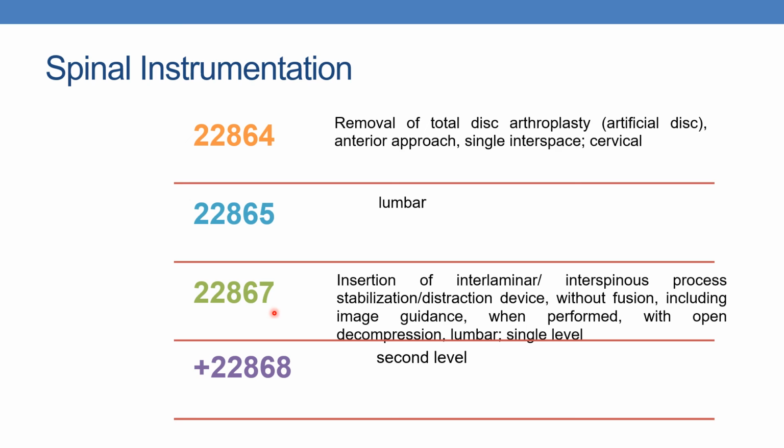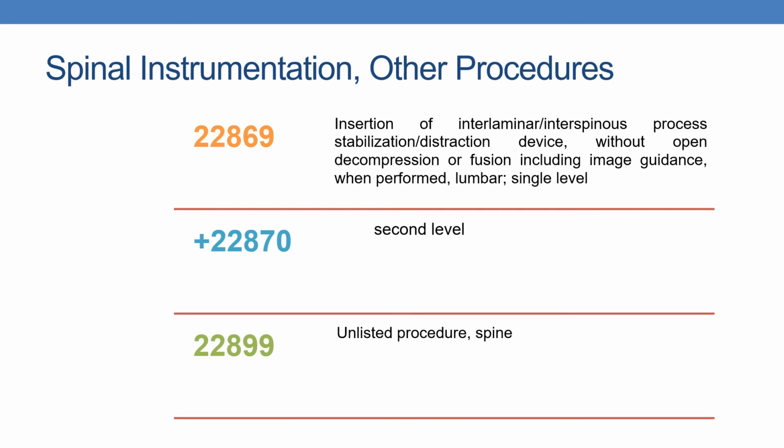The next is 22867, which is insertion of interlaminar or interspinous process stabilization or distraction device without fusion, including image guidance when performed, with open decompression, lumbar, single level. And for second level, you need to report add-on code plus 22868. The next code is 22869, insertion of interlaminar or interspinous process stabilization or distraction device without open decompression or fusion, including image guidance when performed, lumbar, single level. The next is add-on code 22870, lumbar, second level. Next is 22899, unlisted procedure, spine.